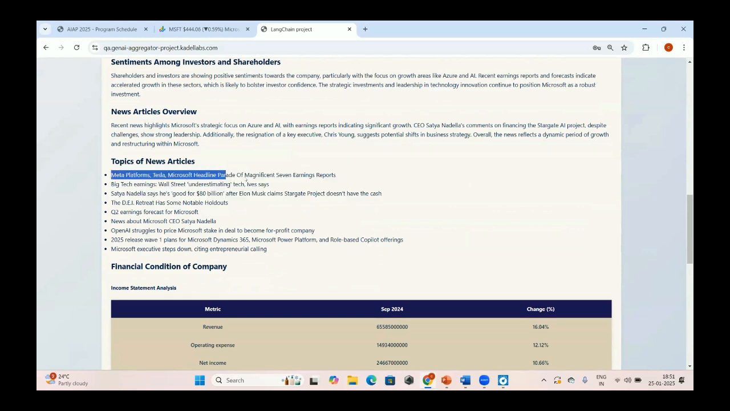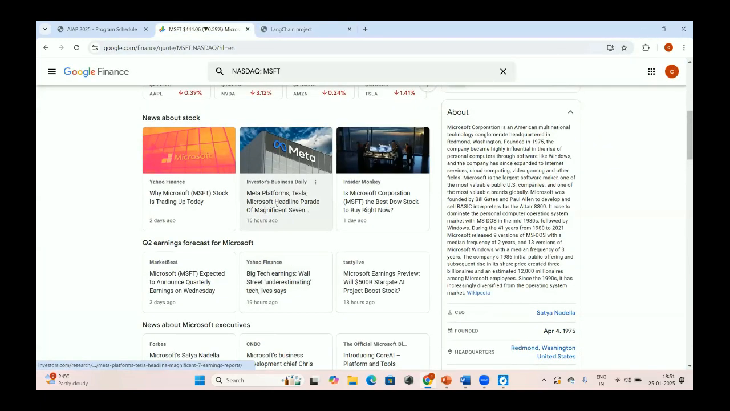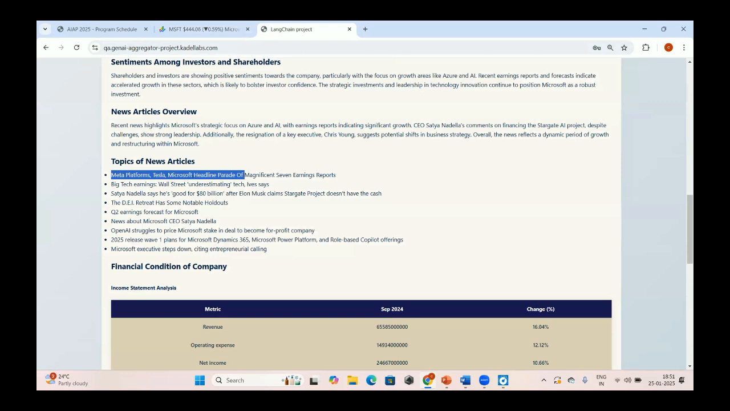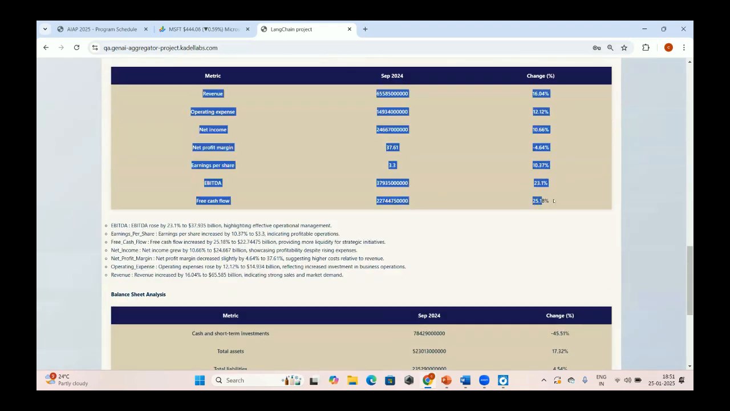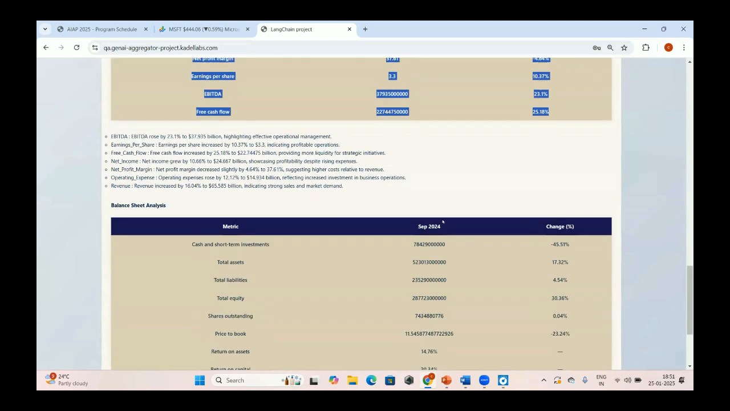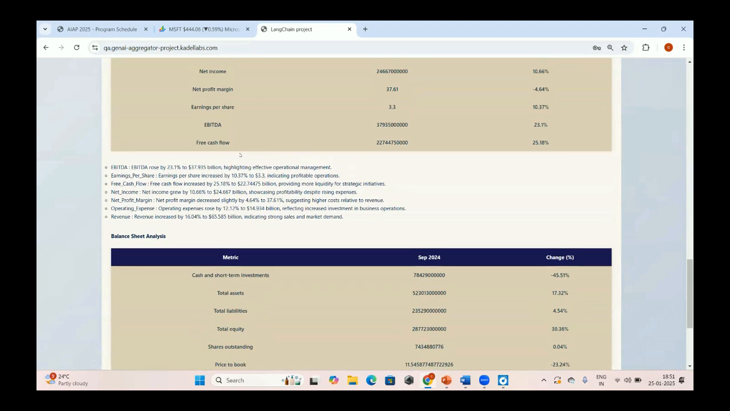So we can see that this article is coming directly from what we saw on Google Finance. This is Meta Platforms, this is Microsoft, etc. And this is also being pulled in real time. So if you run this algorithm today, you will get today's scores generated. This is the financial health of the company, and all of this is being pulled from Google Finance. So at the POC stage, this is just summarizing what is going on with these metrics.